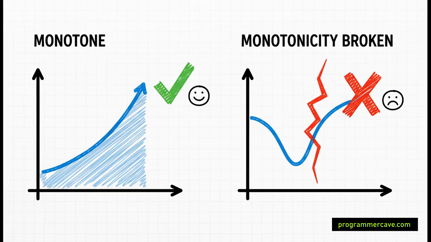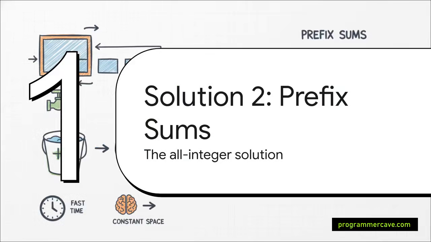Negative numbers completely shatter that property. Adding a negative 10 to our window obviously makes the sum go down. This means our simple rules of expand if you're low, shrink if you're high are no longer reliable and can lead us to miss the right answer completely. So, we need a different plan. A more robust strategy that doesn't care if the numbers are positive, negative, or 0.